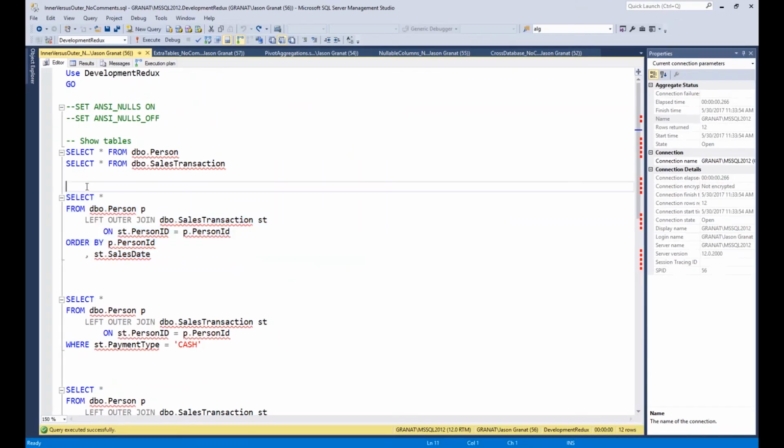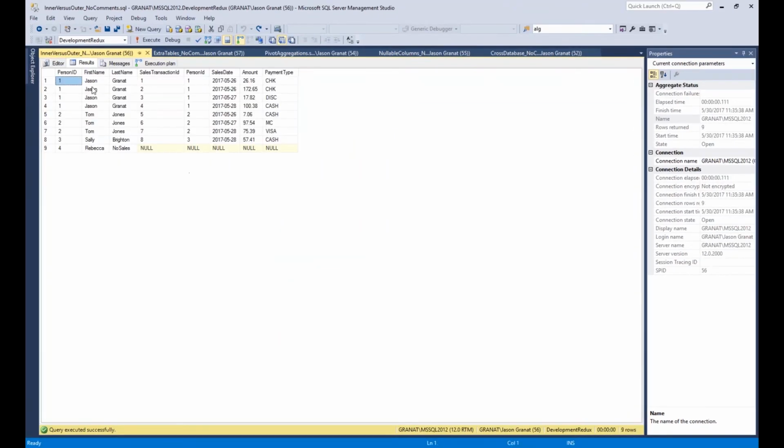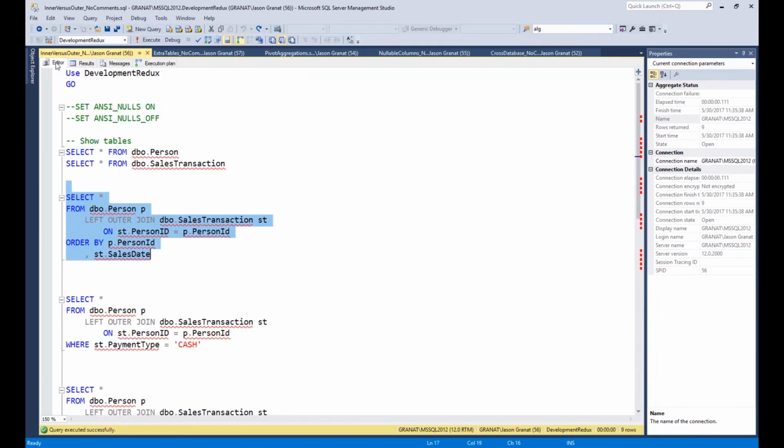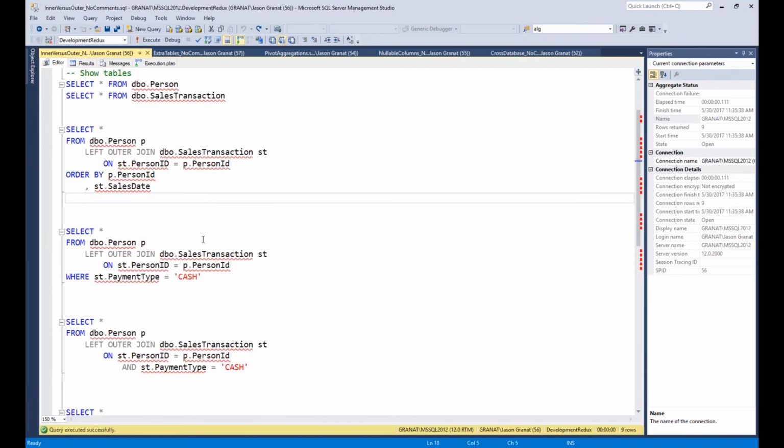So if I run this, we see that I had 4 transactions. My buddy Tom Jones had 3. Sally had 1, and then you can see Rebecca here. She hasn't had any sales yet. So no problem, pretty straightforward, right? Nothing unusual here. This is a standard left outer join that we're probably all used to seeing.